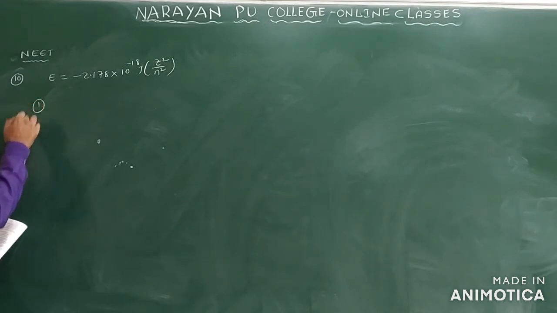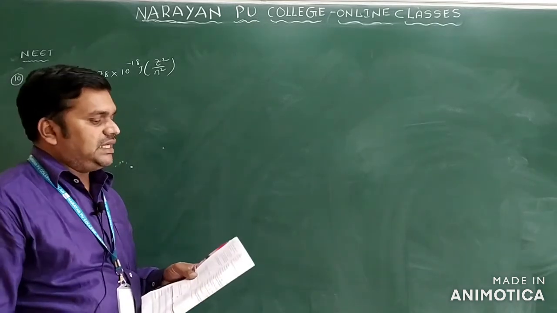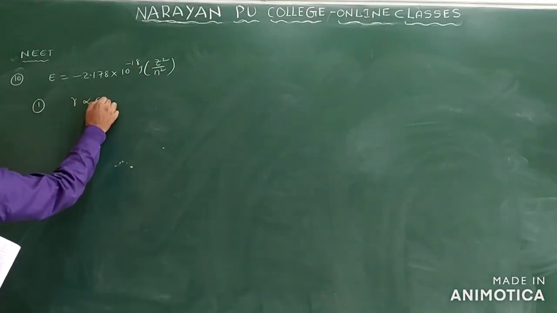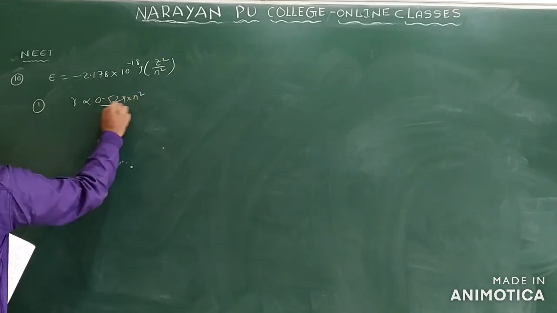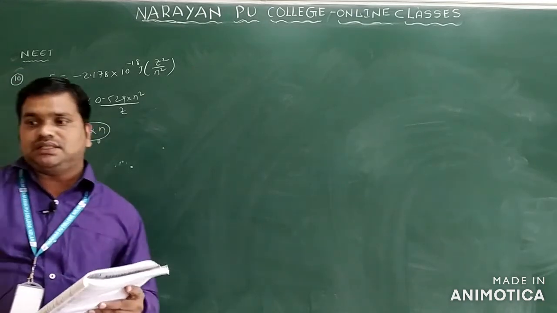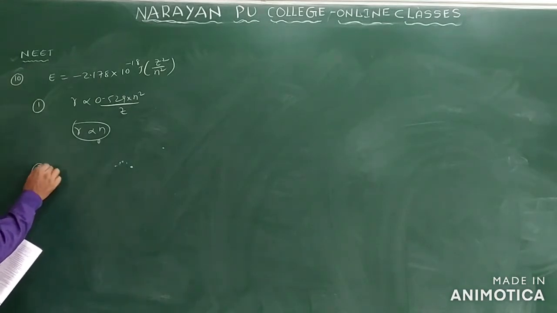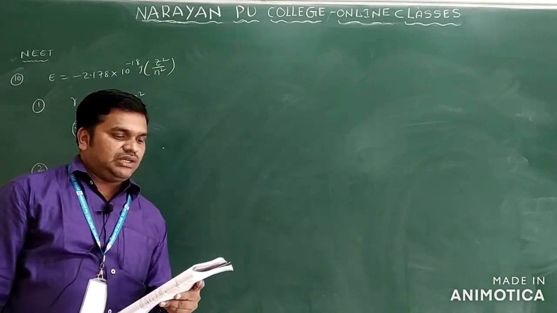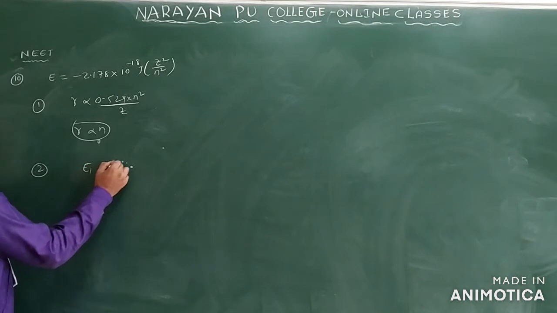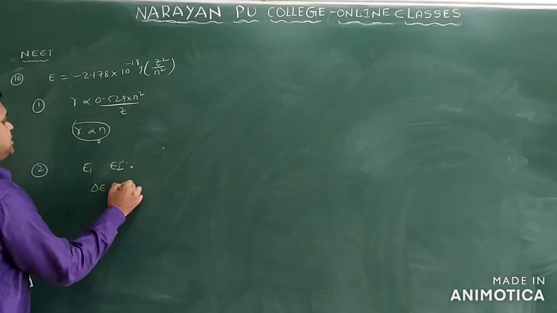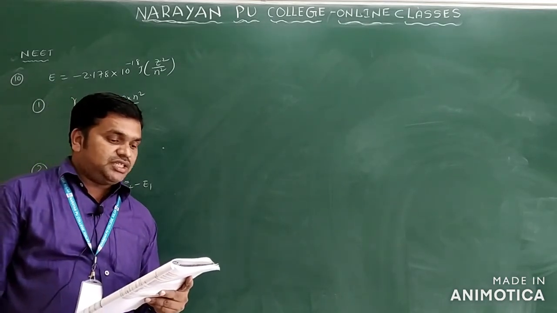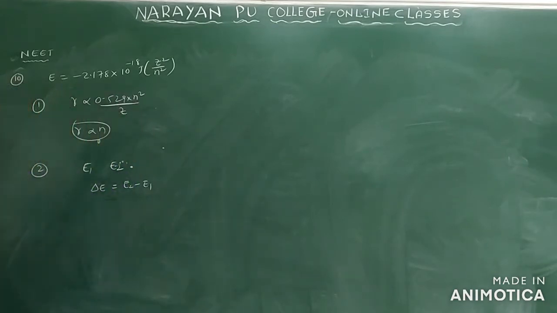See the first option: larger the n value, larger is the radius of the orbit. Generally radius is directly proportional to n square by Z, that is 0.529 into n square by Z. So larger the n value, larger is the radius. Now the second option: the equation can be used to calculate the change in energy when the electron changes orbit. Suppose E1 and E2 are there, then delta E is equal to E2 minus E1.